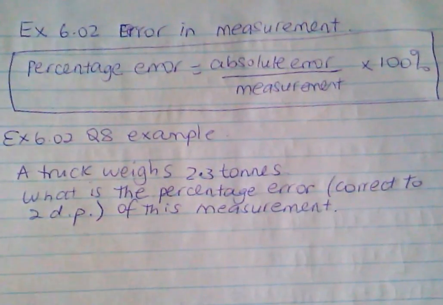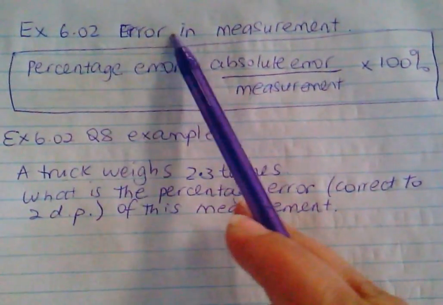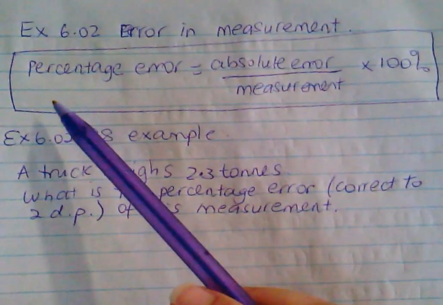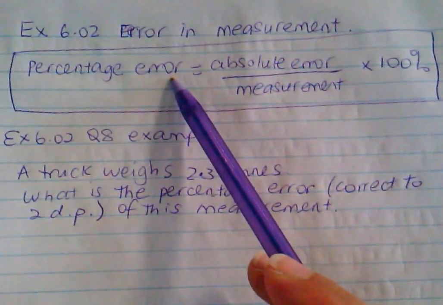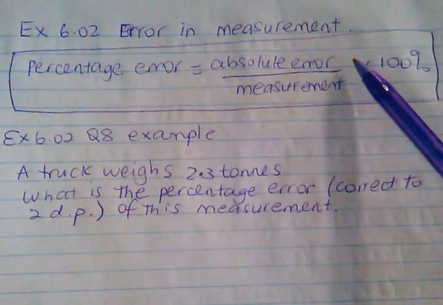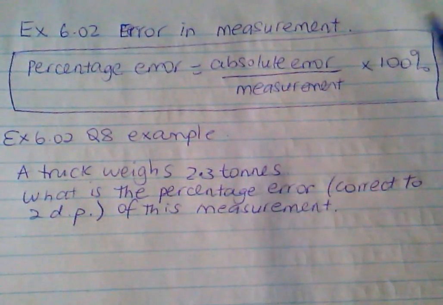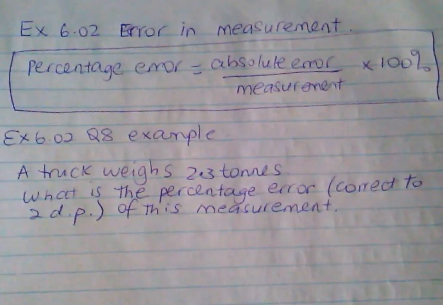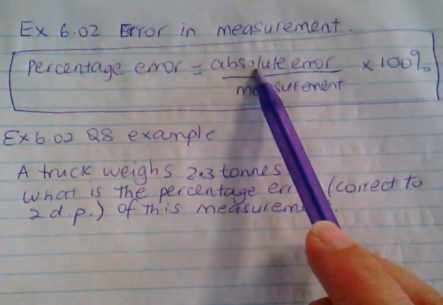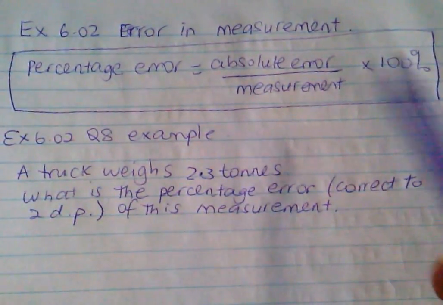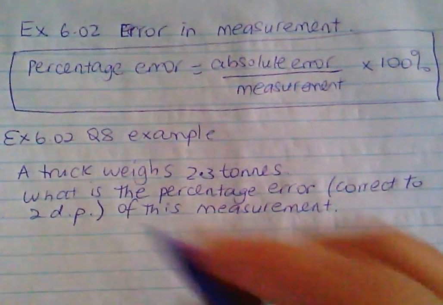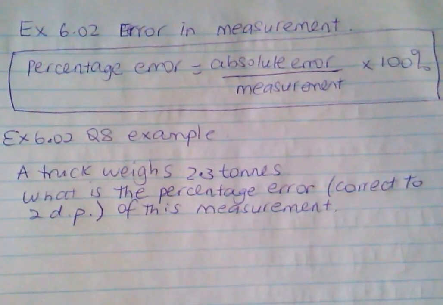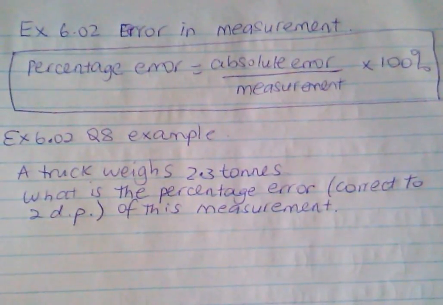This is just a continuation of exercise 6.02, error in measurement. The last thing that we need to cover in this exercise is how to work out the percentage error. Now, the percentage error is the absolute error over your measurement times 100%, okay? We've already worked out how to do absolute error, so we'll just be taking the error over the measurement times 100%.